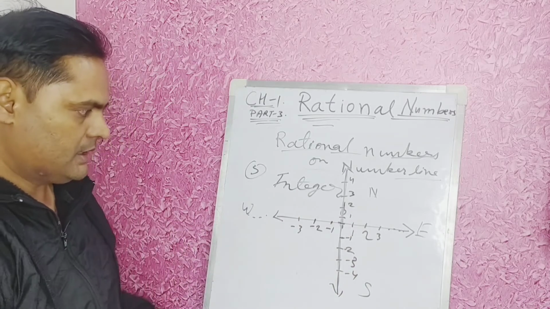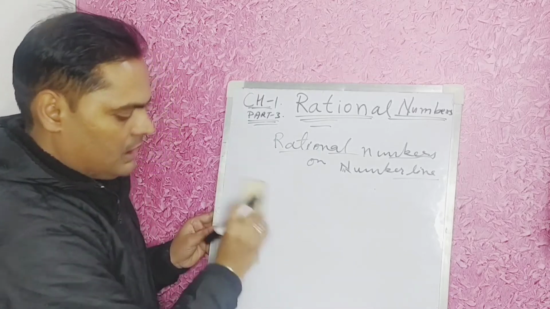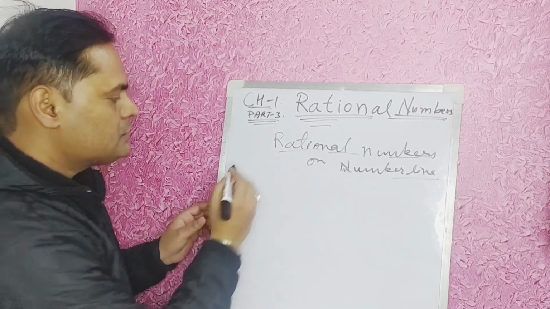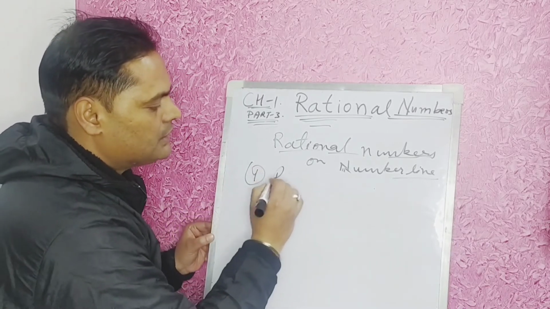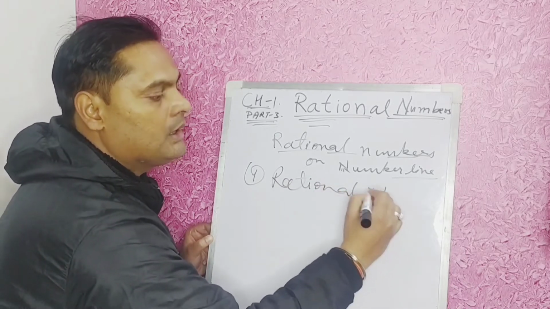Okay, that's all. So let's see the fourth point, how to represent the rational number. The fourth point is rational numbers.